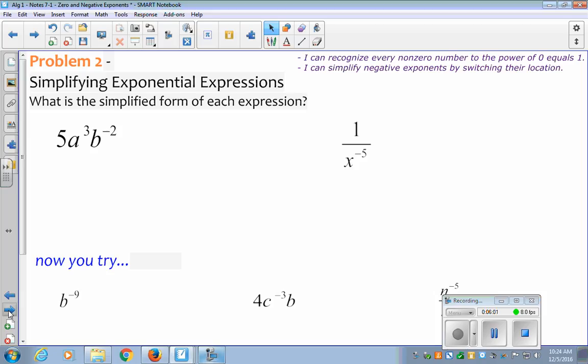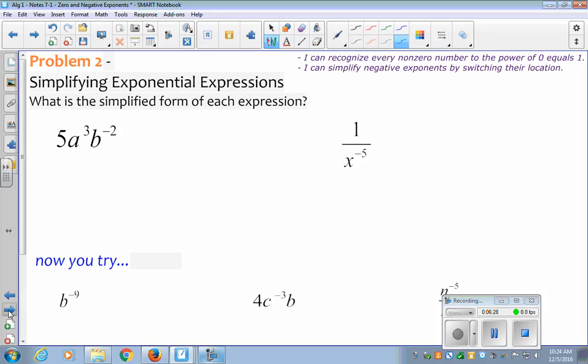Simplifying exponential expressions. What is the simplified form of each expression? When you have a negative exponent, that is not in simplest form. So if you look at your problem and it's got a negative exponent, we have to move them. If they're in the denominator, we have to move them to the numerator. If they're in the numerator, we have to move them to the denominator. We have to move them to get it all to be considered simplified.